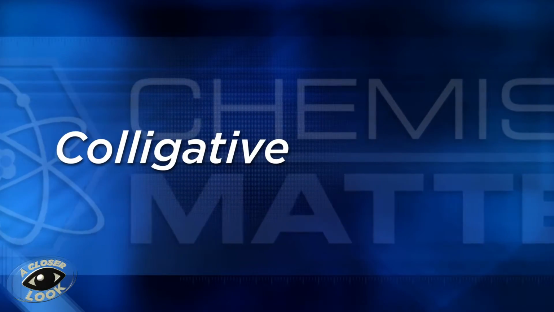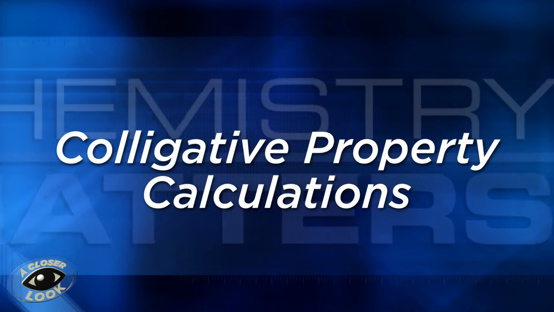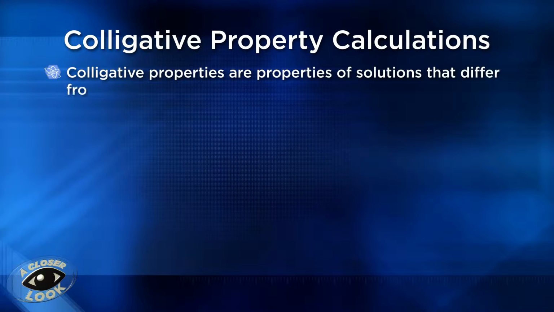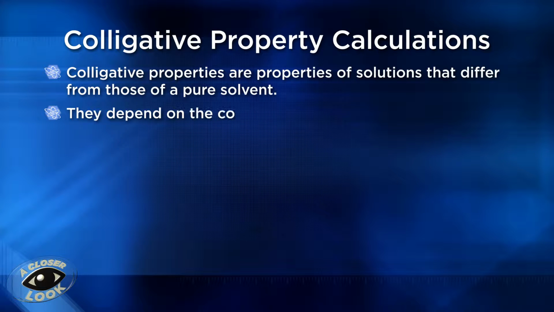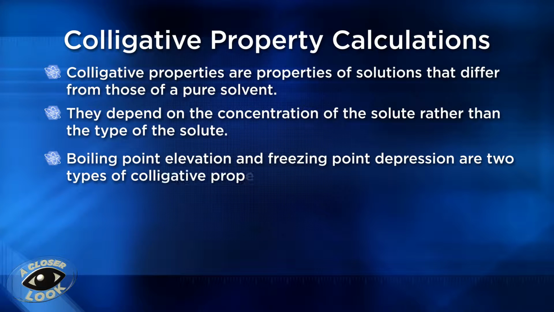In this video, we'll be taking a closer look at colligative property calculations. Colligative properties are properties of solutions that differ from those of a pure solvent, and they depend on the concentration of the solute rather than the type of the solute. Boiling point elevation and freezing point depression are two types of colligative properties that we will investigate in this video.